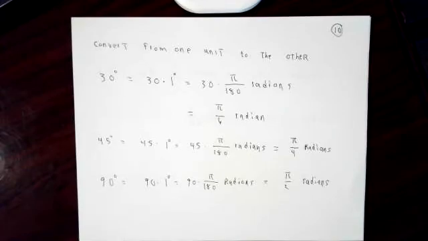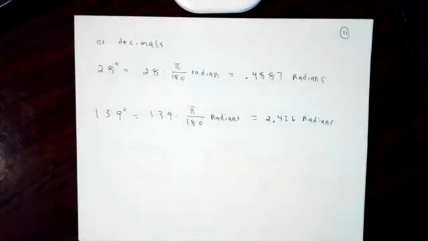If you have an angle that's not one of those, you might convert it to decimal. For example, 28 degrees is 28 times pi over 180 radians. Do that on your calculator, it's about 0.4887 radians. On the other hand, 139 degrees is 139 times 1 degree, and 1 degree is pi over 180 radians. Do the arithmetic, and you find out that an angle of 139 degrees in radian measure is 2.426.